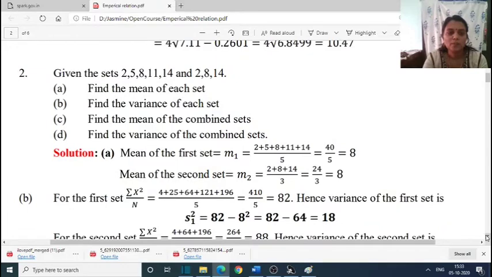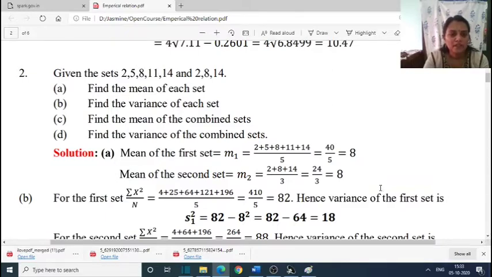Now the next problem: given the sets 2, 5, 8, 11 and 14. We have two sets. One set is 2, 5, 8, 11, 14, and the next set has only 3 elements: 2, 8 and 14. First, find the mean of each set. Second, find the variance of each set. Third, find the mean of the combined set. Fourth, find the variance of the combined set.